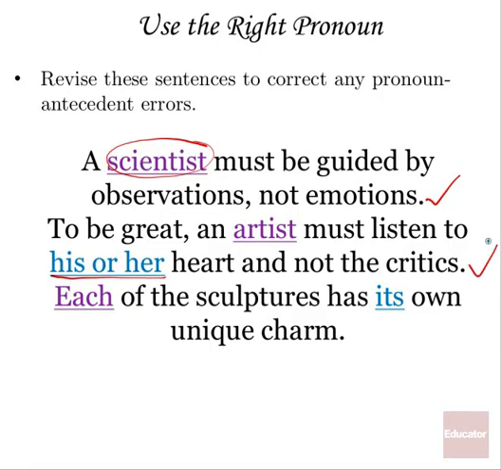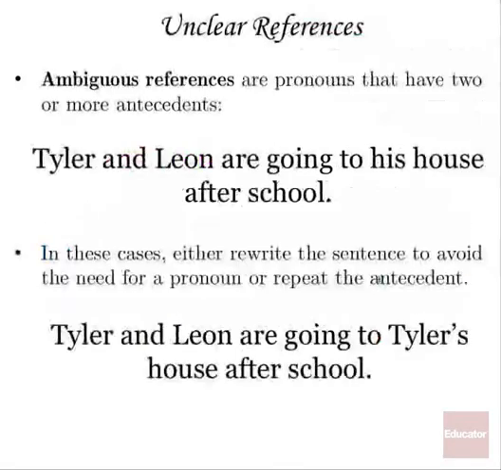We don't know whether the artist is male or female, and since it's a hypothetical artist anyway, there's no way to tell. However, in the last sentence, each of the sculptures has its own unique charm. This enables us to sidestep the gender issue because sculptures are not people. Each is our antecedent. It is supposed to be singular, so we make it its, and the problem is solved.